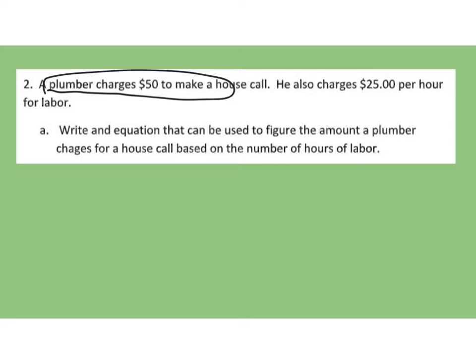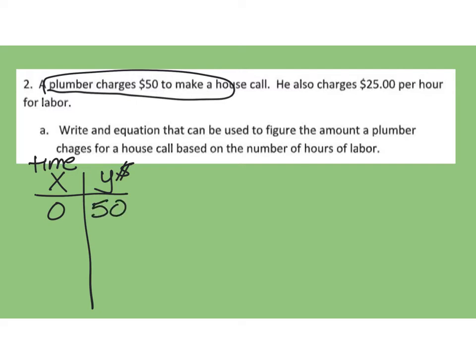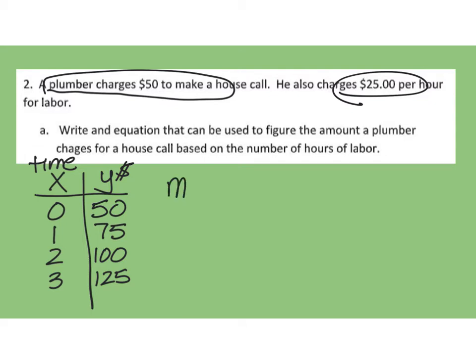So if we were going to create a table of this situation, this would be x, this would be y. X being time, of course, and then y being the cost. So he shows up and you're like, yo, I don't need you anymore. So then this would be $50. He's there for an hour, $75. 2 hours, $100. 3 hours, $125, and I'm getting the increase at $25 per hour. So in this case, we need an M, we need a B in order to write y equals mx plus b format, that slope-intercept.